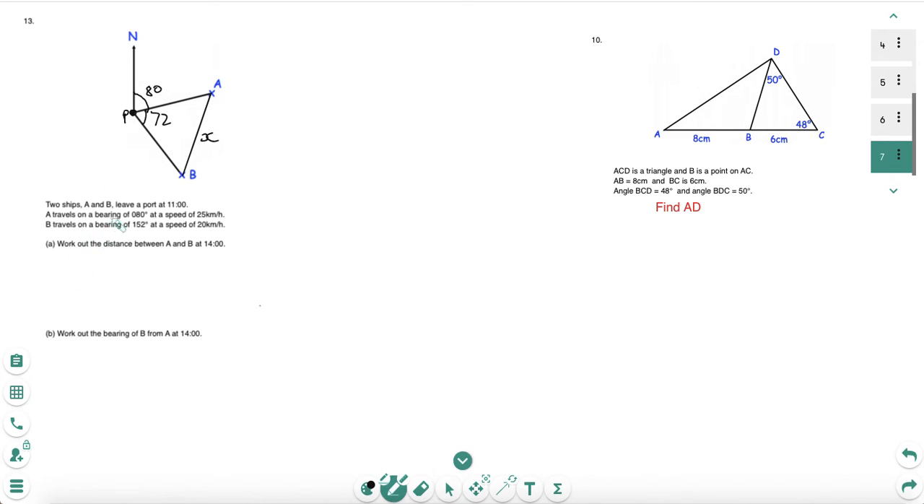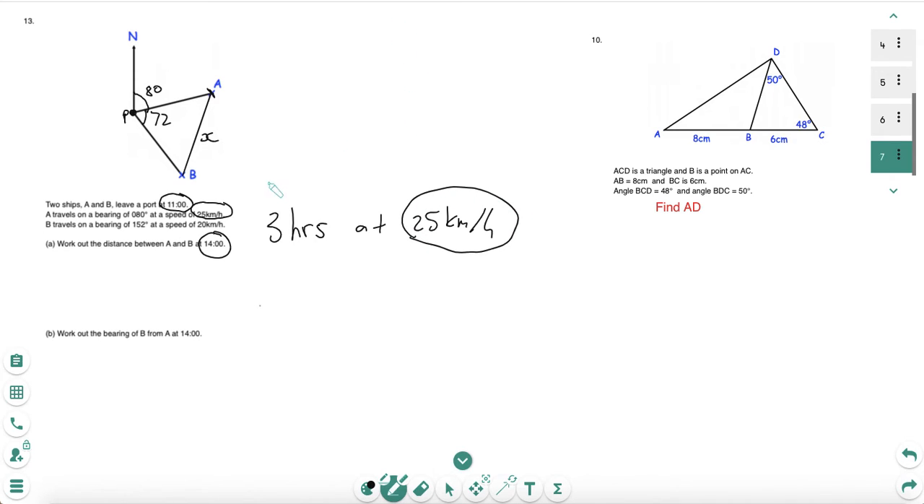Now, A travels on a bearing of 80 degrees at a speed of 25 kilometers per hour. Now, the ship leaves the port at 11. It arrives at its destination at 14. That's 3 hours. All right? And if it travels for 3 hours at 25 kilometers per hour, so in 1 hour it travels 25 kilometers. For 3 hours, we can do 3 times 25 to give us the distance it traveled. So the distance ship A has traveled is 75 kilometers, okay?